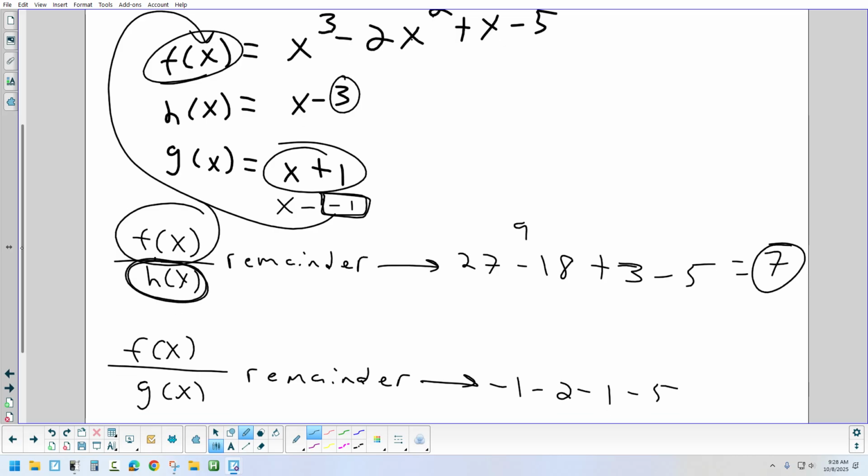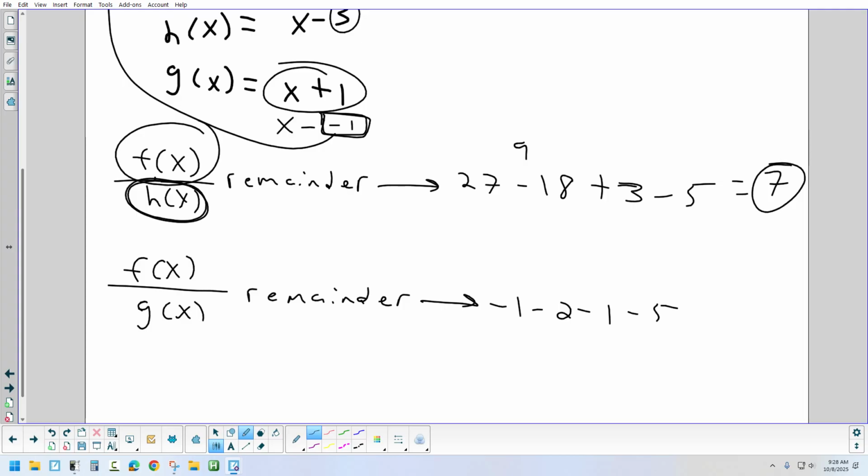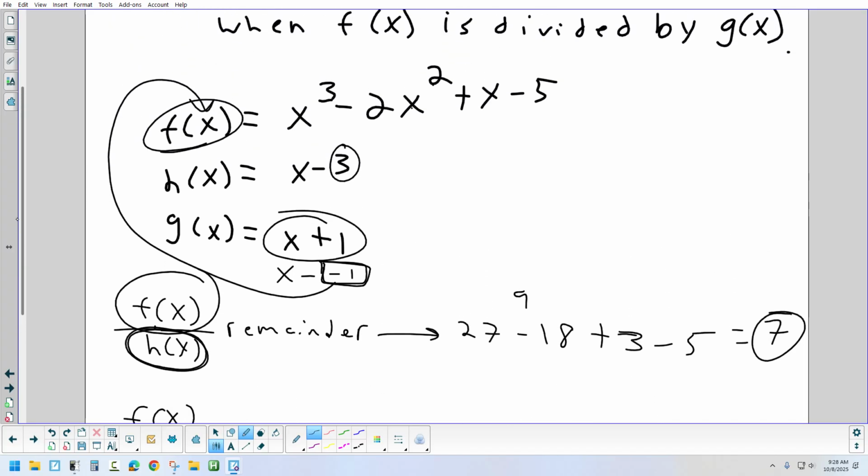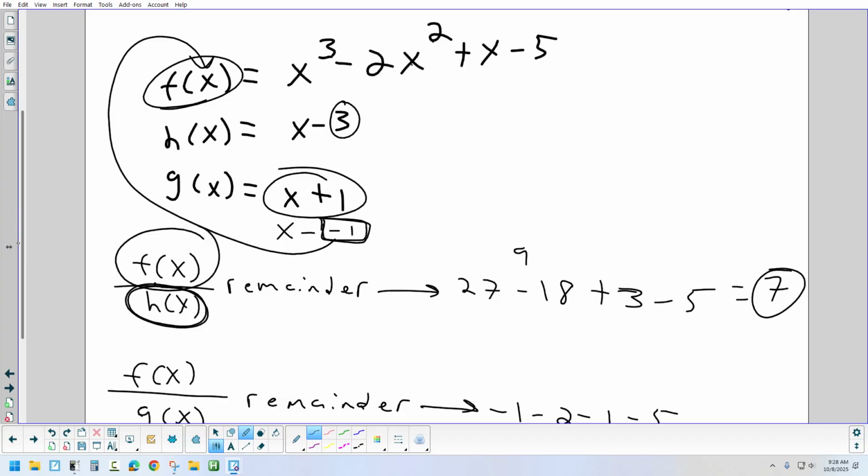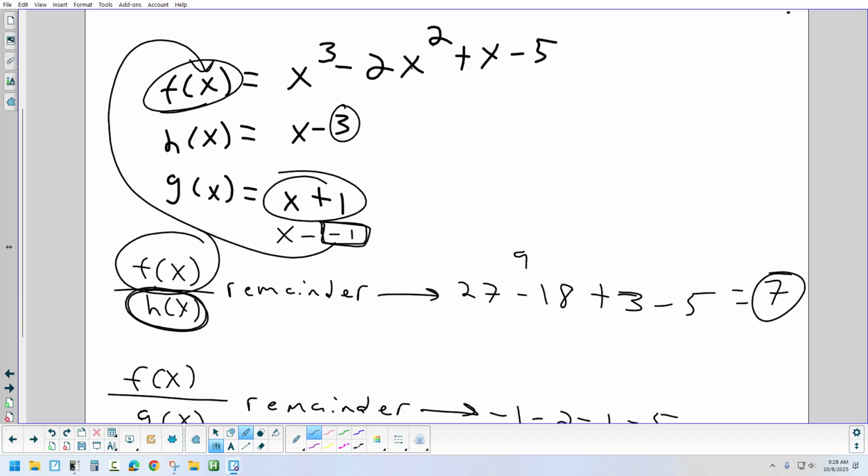Okay, what's -1 minus 2? -3. Minus 1? -4. Minus 5? -9. There's your remainder. So what do we know about g of x? g of x is not a factor. Nope. So what is a factor? Well, that's not what we're trying to figure out right now. But those two are not.